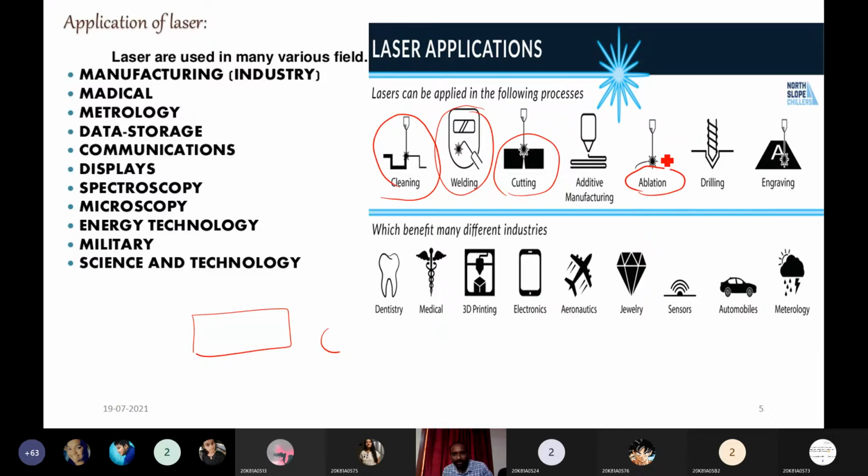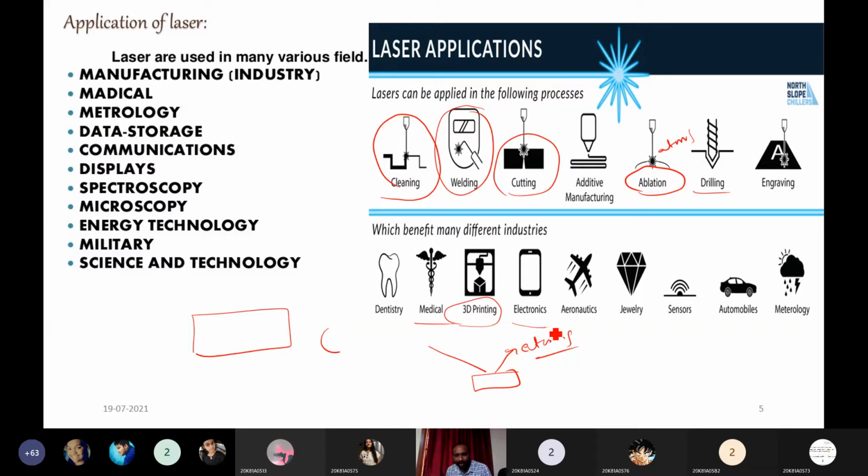Ablation means you want to eject some atoms from a material. Suppose the laser is incident on a material, and from there you can eject some atoms. This is what ablation means. And drilling and many other things. In medicine also, in every hospital nowadays, they are writing laser treatment. Every day we are mostly seeing laser treatment on hospital boards. They will send the laser beam, and without operation they can do many surgeries. And dentistry, medical and 3D printing.